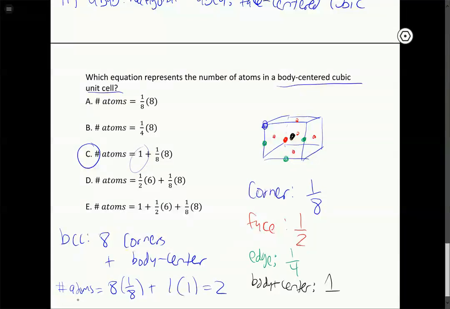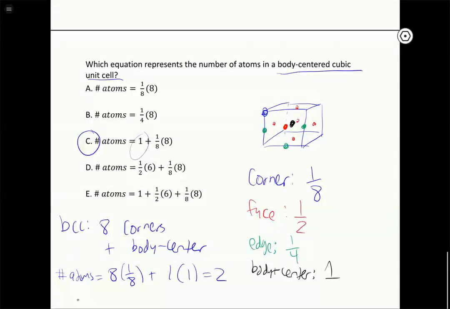Alright, so definitely review how to count atoms in a structure. I said this would be a short one. It looks like we're to the end, so please contact me with any other questions that you have.